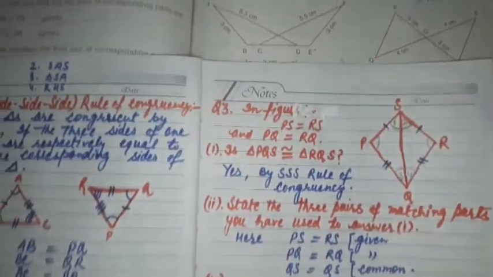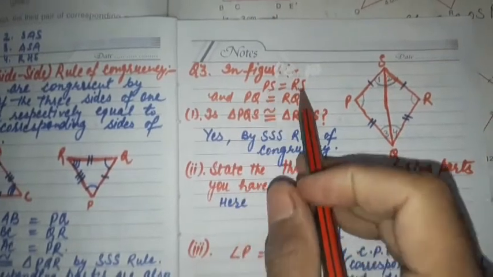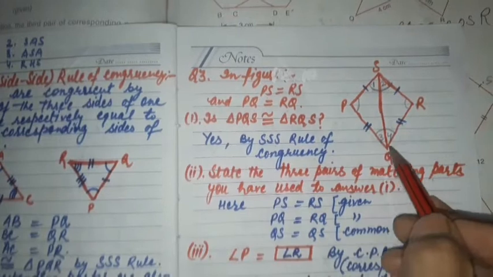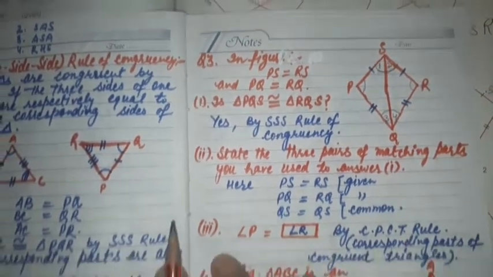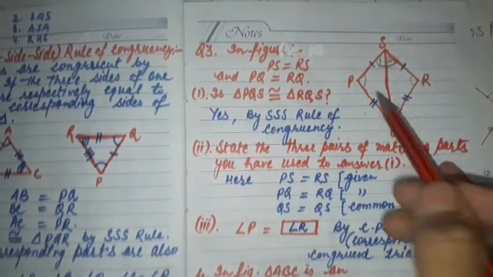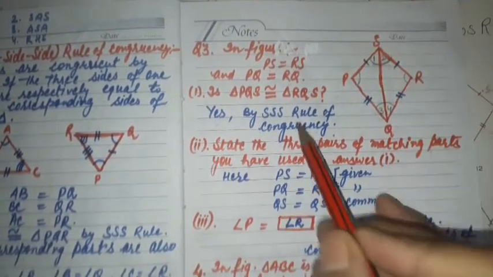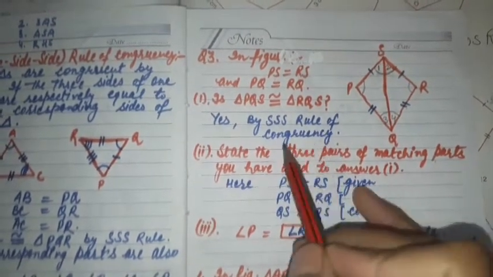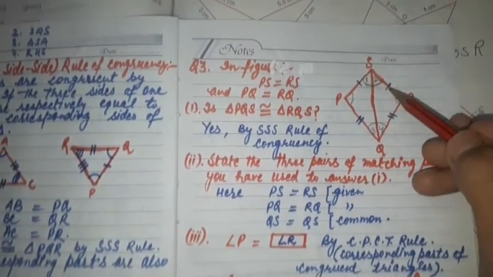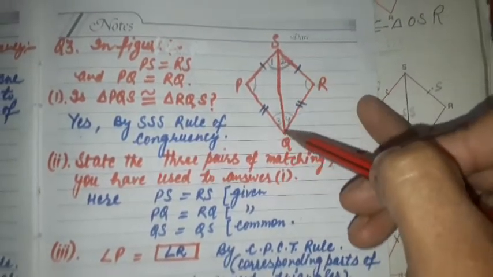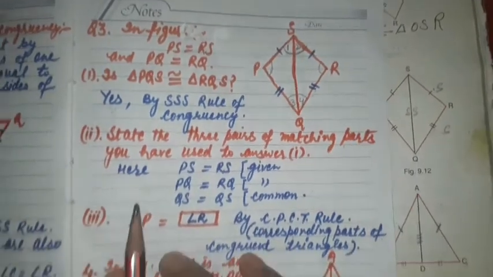In this question it is given, in the given figure, PS distance is equal to RS distance and PQ distance is equal to RQ distance. We have to show, first part, that these two triangles are congruent. Triangle PQS and RQS, these are congruent. So yes, these two triangles are congruent by SSS rule of congruency. How? This side is equal to this side, this side is equal to this side, and QS is common in these two triangles.